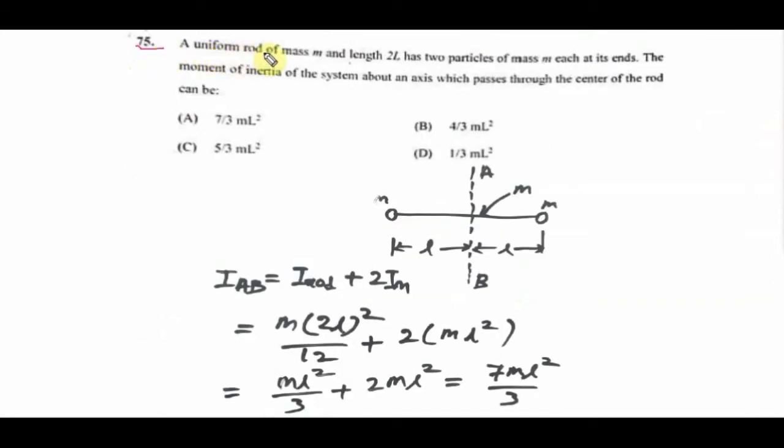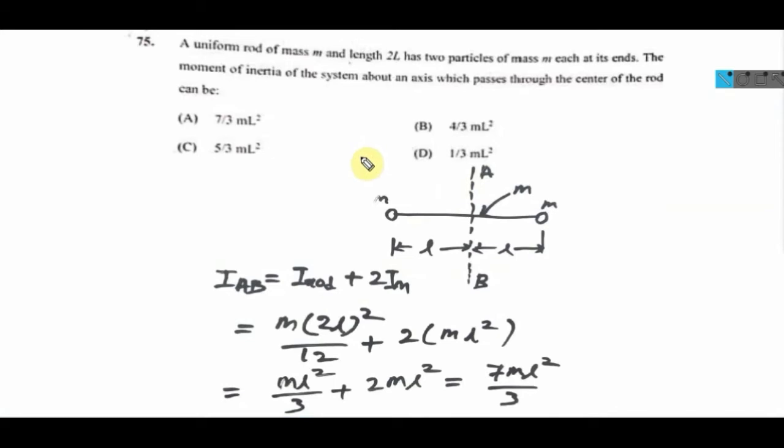A uniform rod of mass m and length 2L has two particles of mass m each at its ends. The moment of inertia of the system about an axis which passes through the center of the rod can be.